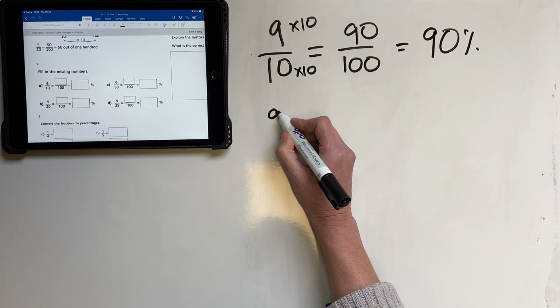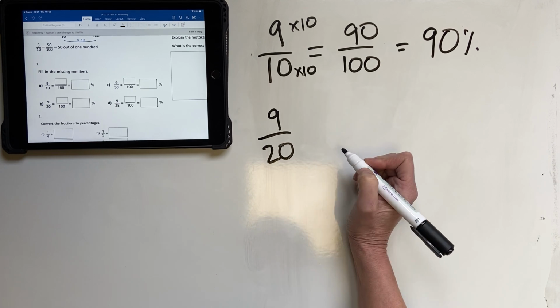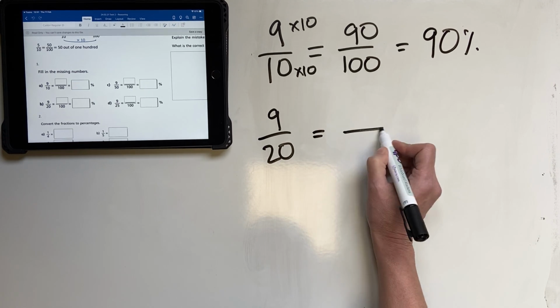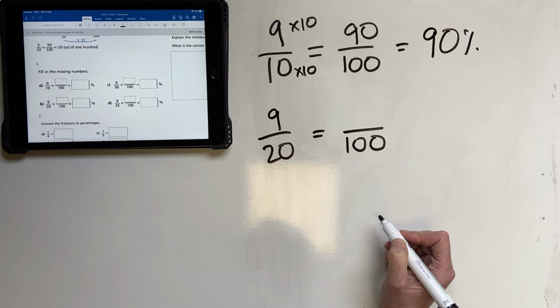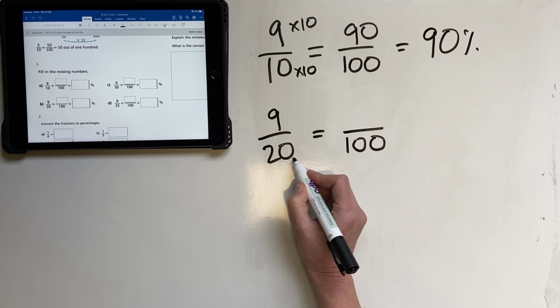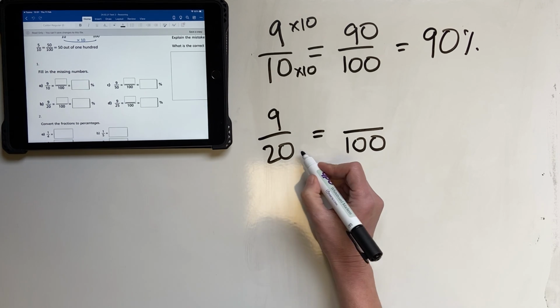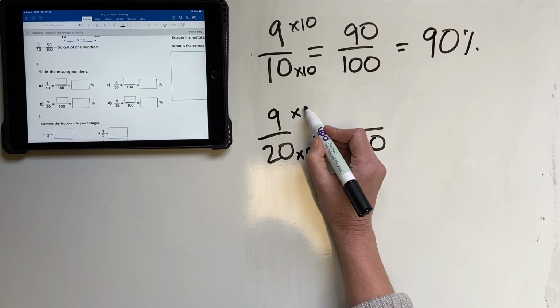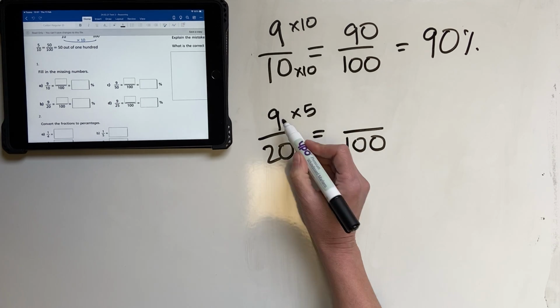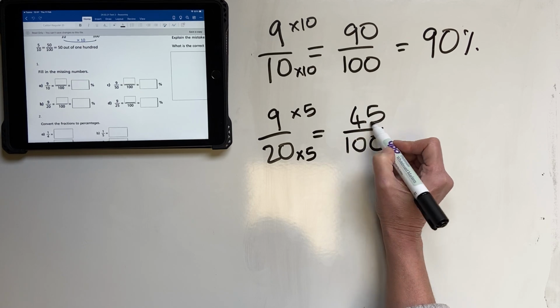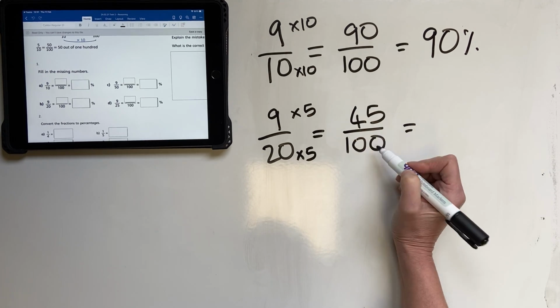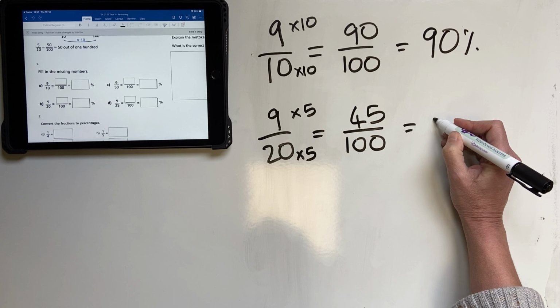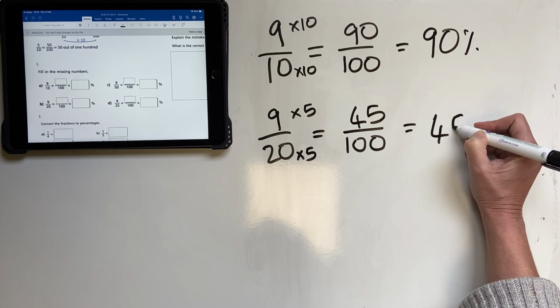B, 9 twentieths. Again, find the equivalent fraction. So what do I do to 20? To make it into 100, I multiply it by 5, which means I have to multiply 9 by 5. So 9 times 5 is 45. So 45 hundredths is 45%.